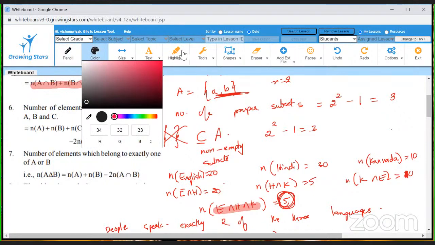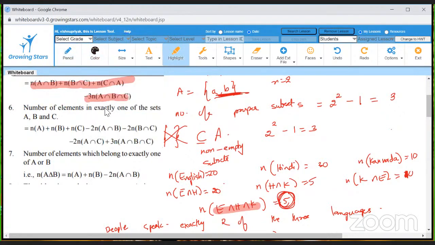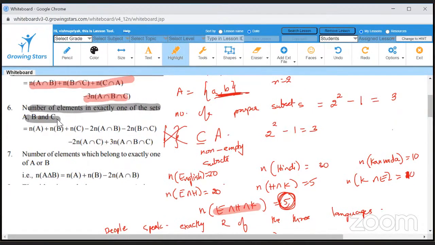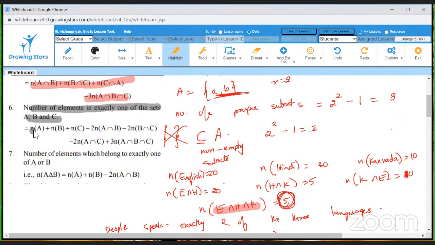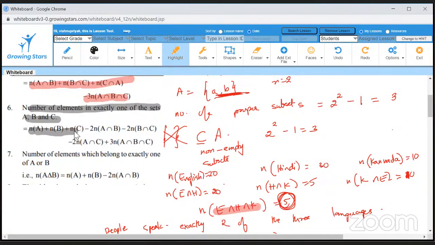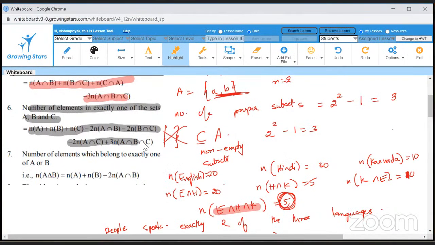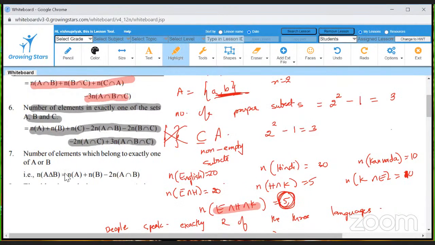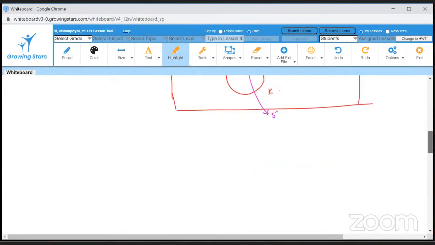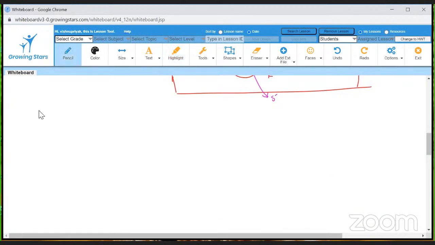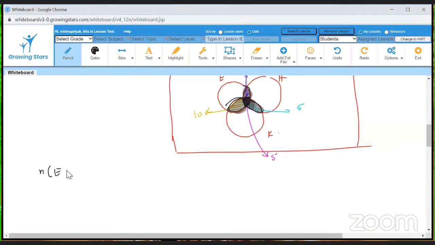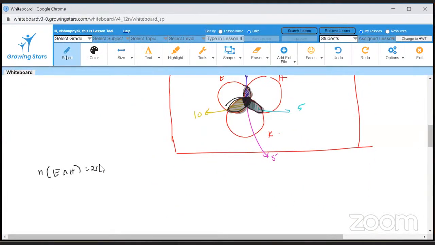Okay, next. Number of elements in exactly one of the sets A, B, C: number of elements in A plus B plus C, minus 2 times A intersection B, minus 2 times B intersection C, minus 2 times A intersection C, plus 3 times A intersection B intersection C. Same thing. If you take the same example, number of people who speak English and Hindi, 20.